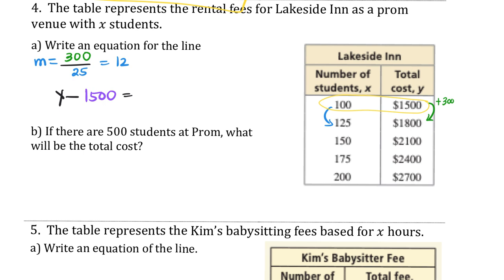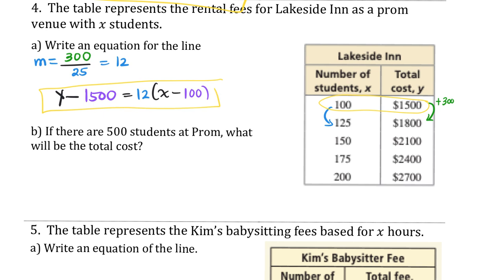equals the slope, x minus the x coordinate, which is 100. And if you picked any other ordered pair on the list, it would also be correct. So there are 5 different equivalent equations you could write. Okay, I wrote my equation.